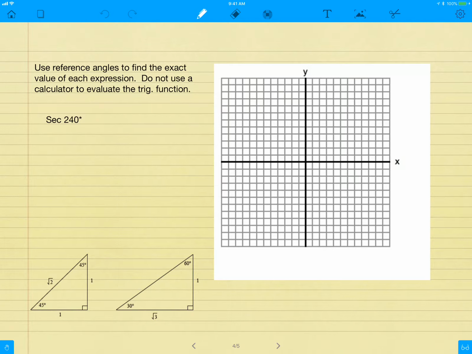So on this one, secant, basically this is the reciprocal of cosine. So the idea here is I'm going to actually find cosine first, and then I'll just flip the answer over. Now 240, it's not really hard to figure that one out, you're in the third quadrant. You're down here. So I can already tell you right now, this answer is negative. Because I'm in that third quadrant, cosine's negative there.